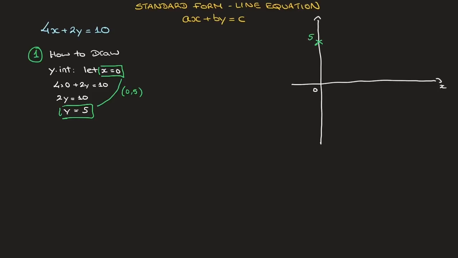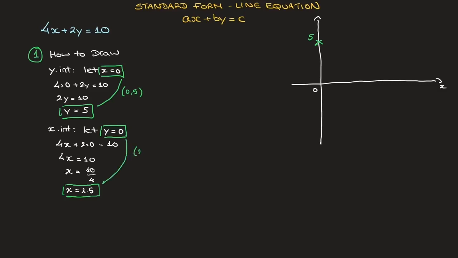In a similar way, we find the x-intercept, and for that, we're going to let y equal 0. So copying the line equation, but replacing y by 0, leads to 4x plus 2 times 0 equals 10. That becomes 4x equals 10, and therefore x is equal to 10 over 4, or simply x equals 2.5. This tells us that when y is equal to 0, x is equal to 2.5. And this point, whose coordinates are (2.5, 0), is the x-intercept of the line.